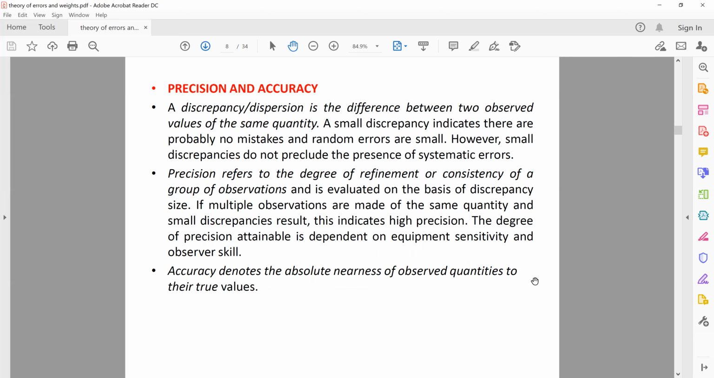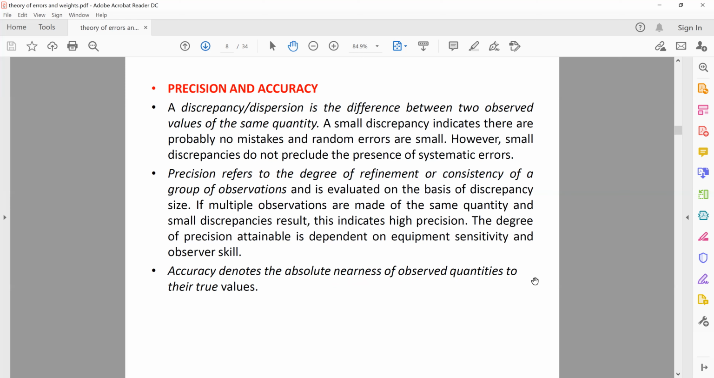Now, precision and accuracy, we'll be talking about these two terms a lot. So before that, dispersion is the difference between two observed values of the same quantity. A small discrepancy indicates that there are probably no mistakes and random errors are small. However, small discrepancies do not preclude the presence of systematic errors.